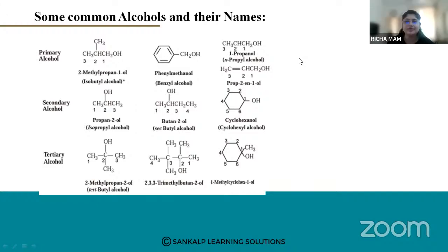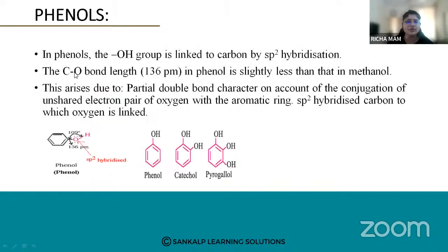Further, moving forward, we had discussed about the phenols, right? You can see how the OH group is linked to the carbon, which is sp2 hybridized. So the CO bond length is 136 picometer in phenols, which is slightly less than that of methanol. What is the reason? You can note down these important things.